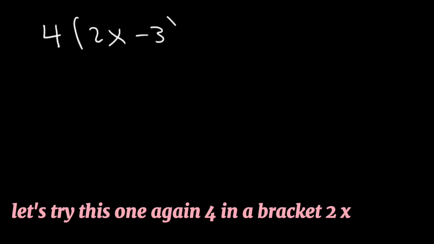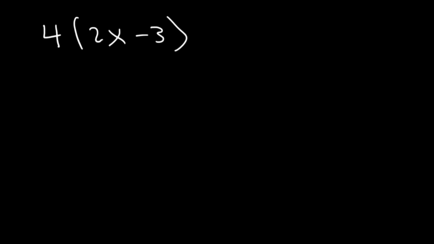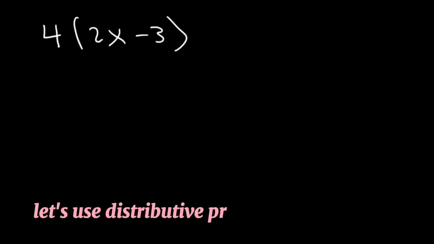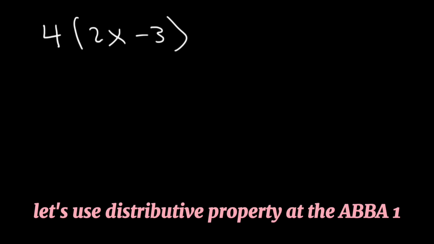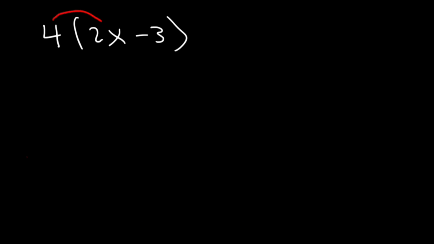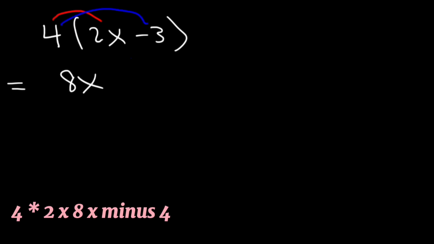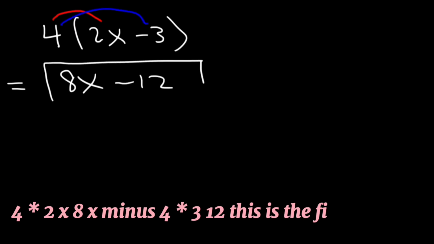Let's try this one again. 4 in a bracket 2x minus 3. Let's use the distributive property on the above one. 4 times 2x is 8x minus 4 times 3, 12. This is the final answer.